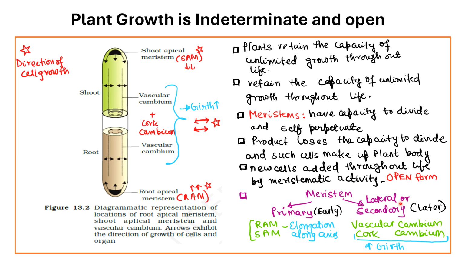Now let's come to the lateral or the secondary meristem, which is developed in the later stages in case of the plants. This lateral meristem comprises the vascular cambium and the cork cambium. Now these two meristematic tissues are responsible for increasing the number of the cells in a horizontal direction or lateral direction, right? So they are responsible for increasing the girth of the plant. Is that clear?